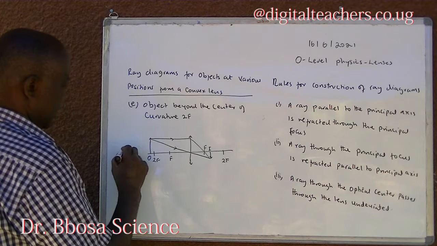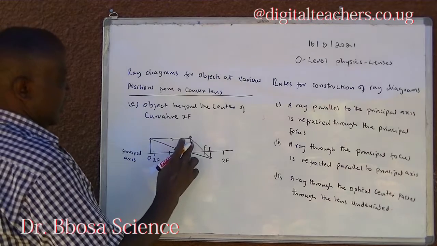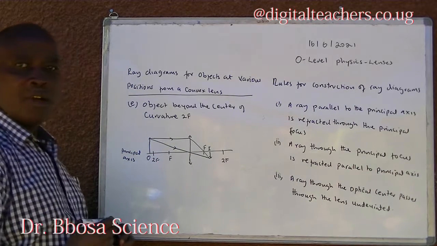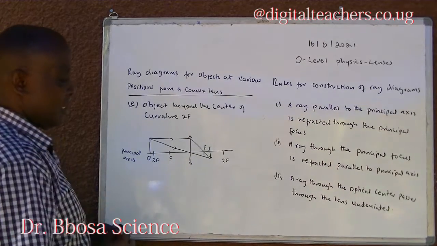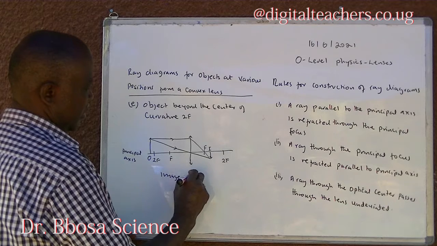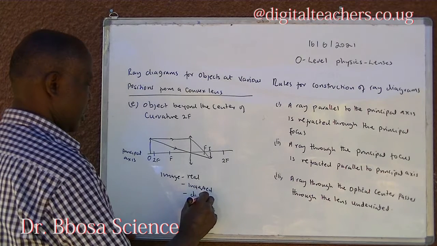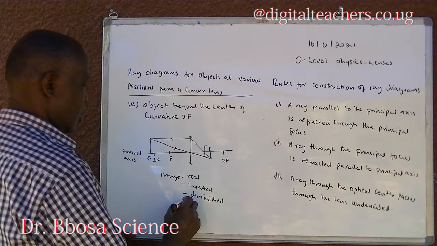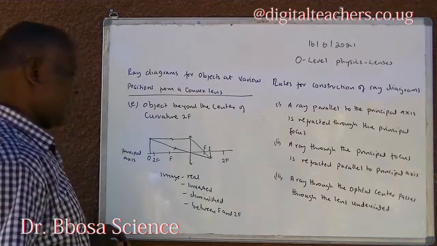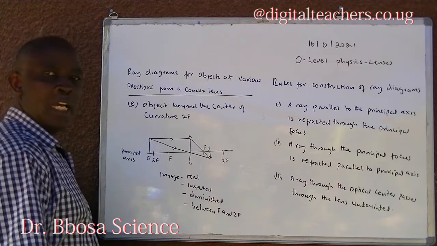E. Object beyond the center of curvature 2F. A ray parallel to the principal axis is refracted through the principal focus F. The ray through the optical center of the lens passes undeviated. The intersection of the two rays forms the image I. The image is real, inverted, diminished, between F and 2F. So it is formed between the principal focus F and the center of curvature 2F.